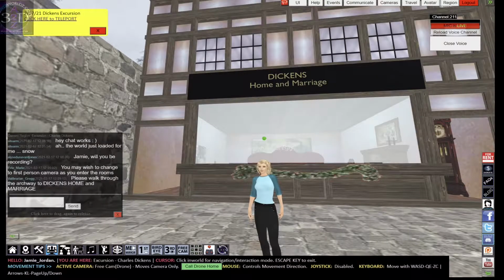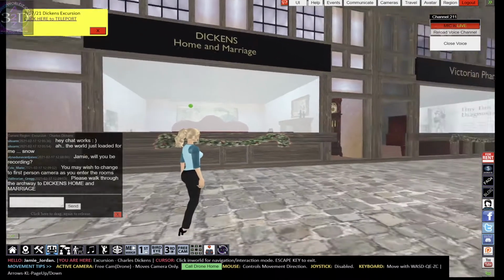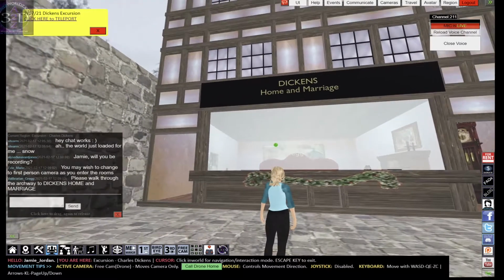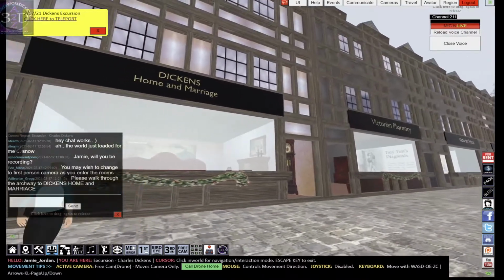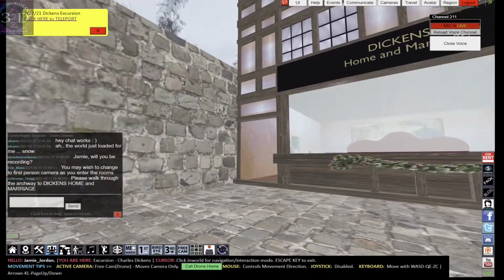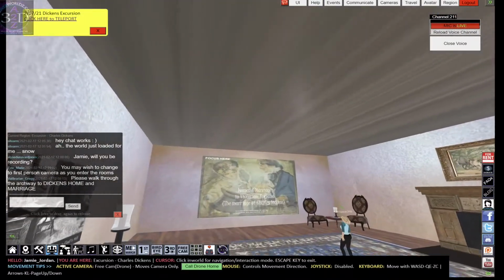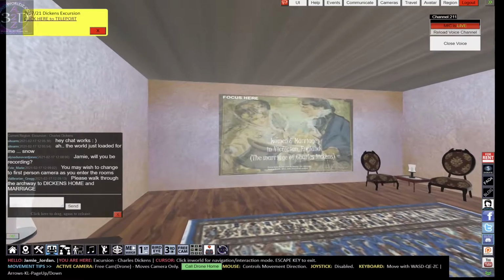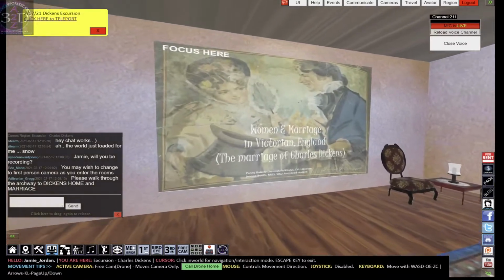This one is called Dickens Home and Marriage, and it's created by one of our CVL librarians. Feel free to walk inside, and when you go inside, you'll see that it is interactive. You can click on the large poster, and you will get the research on Dickens' home life and his marriage. You'll see that it comes up. This will automatically play through the research project of Gene Booth.